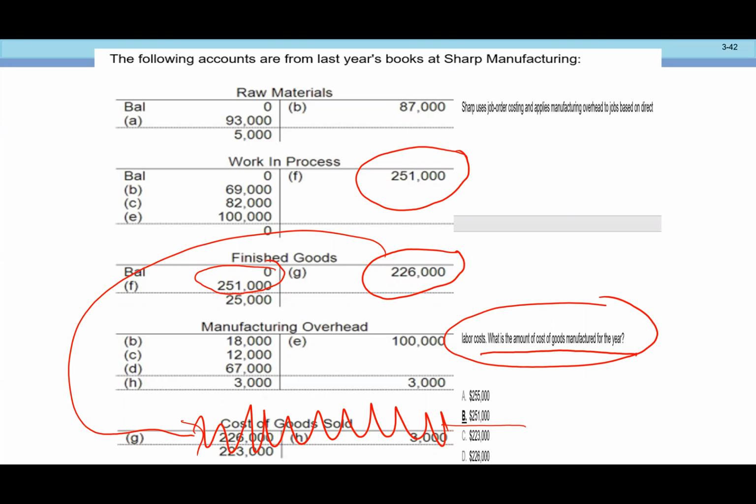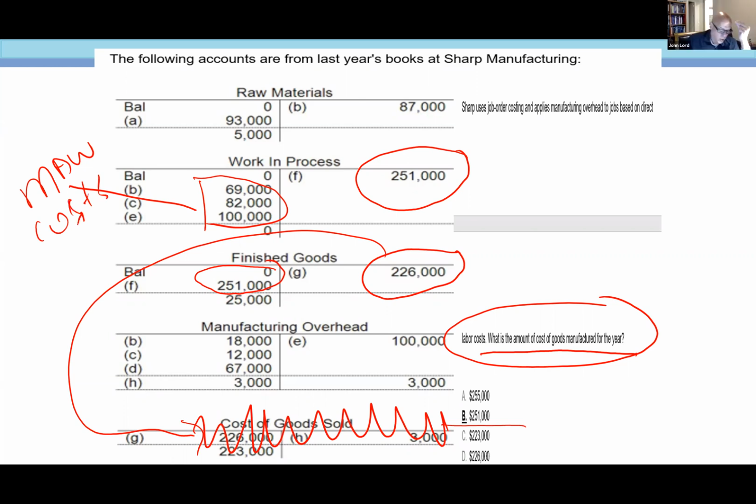Hello? Yes. Yeah, my mic is cutting out. I don't know why. Isn't that by definition my manufacturing cost? Yes. Okay, good. So there's my overhead applied.